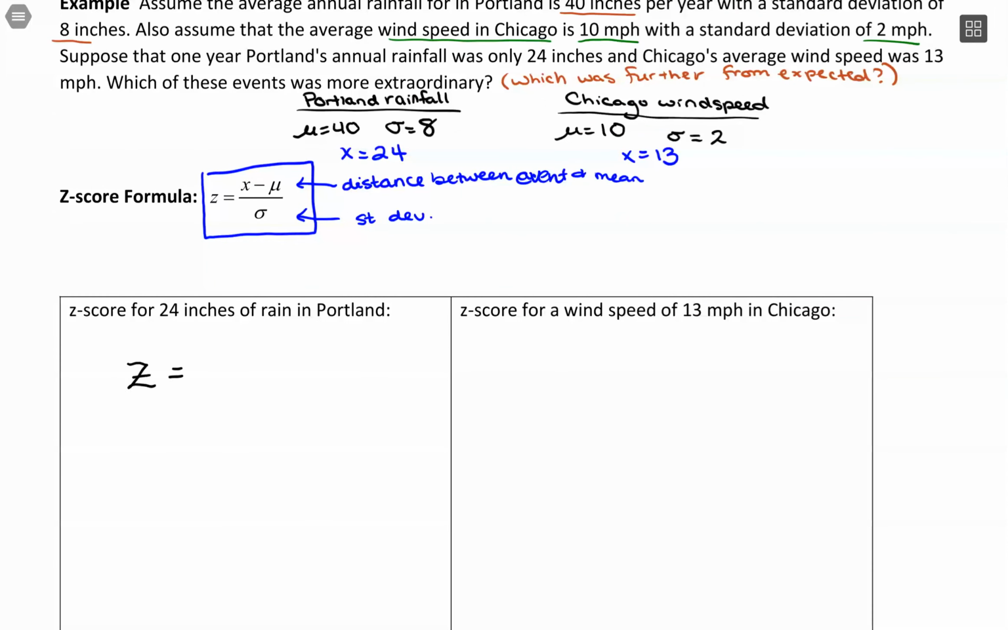So for the numerator, we want to see how far 24 is from the mean, and make sure the order is correct here. It should always go x minus the mean. And then once we get an idea of that distance, we want to figure out how many standard deviations that represents. So we're going to divide by 8. And for Chicago wind speed, same idea: the event of 13 miles per hour minus the mean, and then divide by the standard deviation of 2.